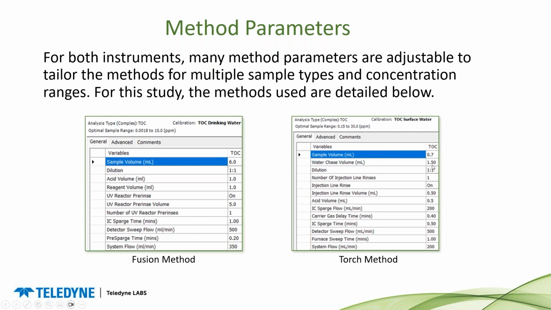Now you've got a water chase volume, which, typically with the combustion unit, you're going to have dirtier samples, so you can chase the sample through with water to make sure you're getting everything into the combustion tube and getting a true representation of what the sample is. And again, there's a dilution volume. You can do injection line rinses. You've got the acid volume, IC sparge time, a lot of parameters that are the same as with the Fusion.